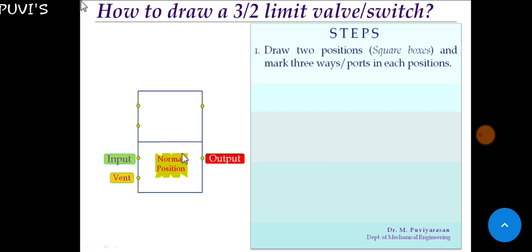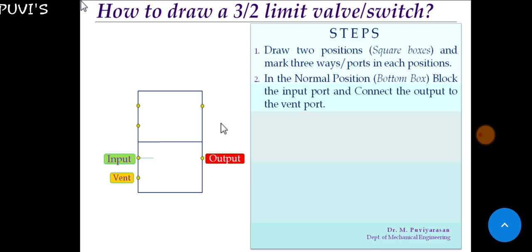Importantly, the output is straight to the input in normal position. Then in actuated position also, the output is straight to the input. Suppose if you prefer to draw the output at middle in the normal position, then at actuated position also you have to do the same way.